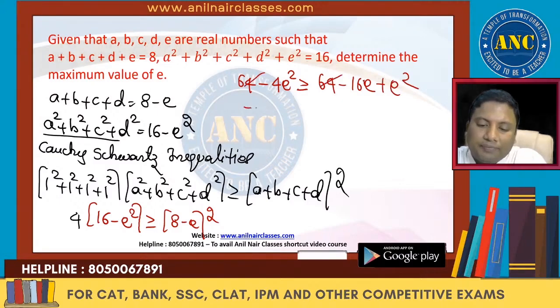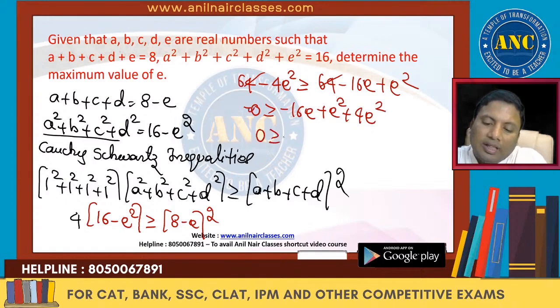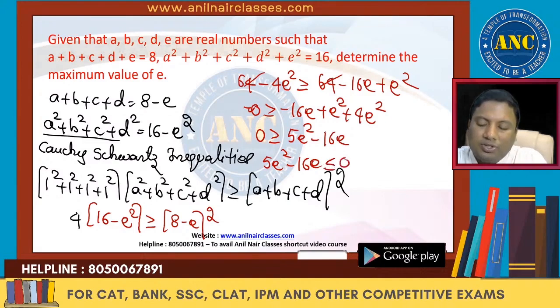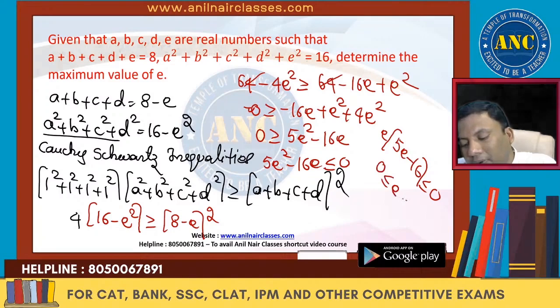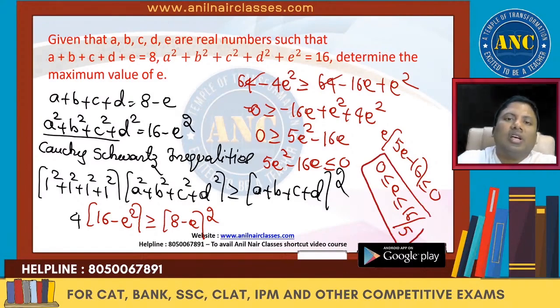So 0 is greater than or equal to minus 16e plus e square plus 4e square. These are nothing but 0 greater than or equal to 5e square minus 16e. So 5e square minus 16e is less than or equal to 0. Taking e common, e times 5e minus 16 is less than or equal to 0. Less than or equal to 0 means it always lies between the critical points. So 0 less than or equal to e less than or equal to 16 by 5.